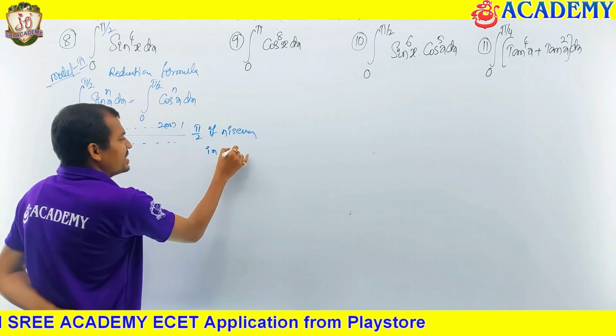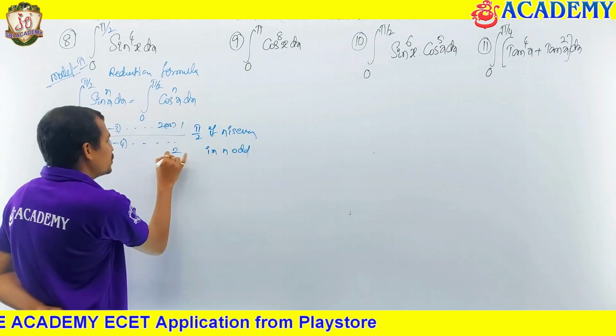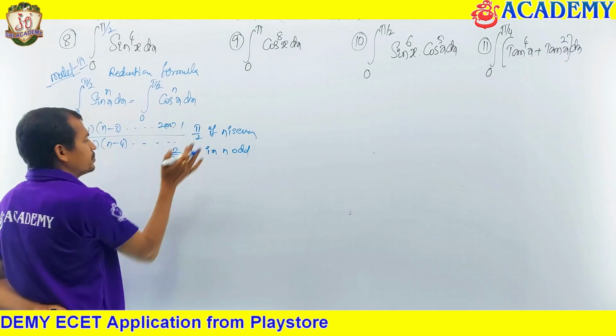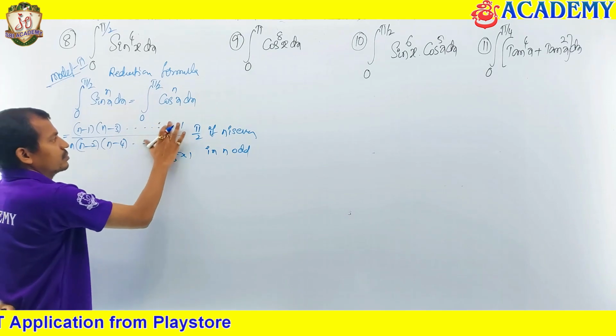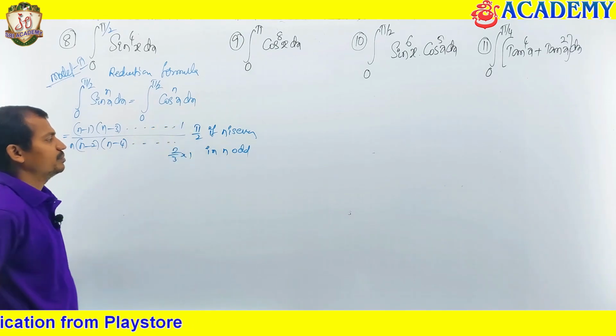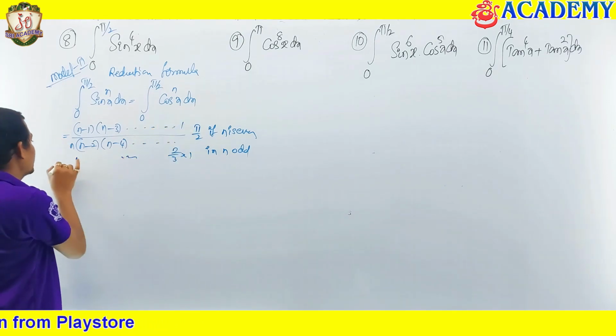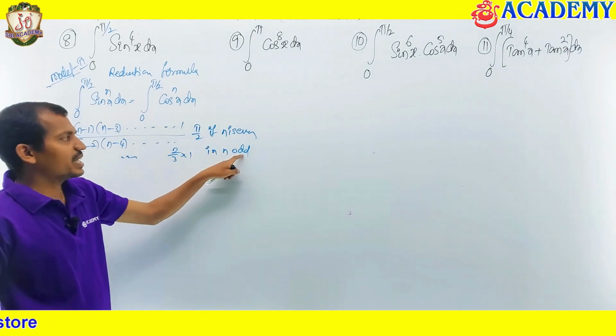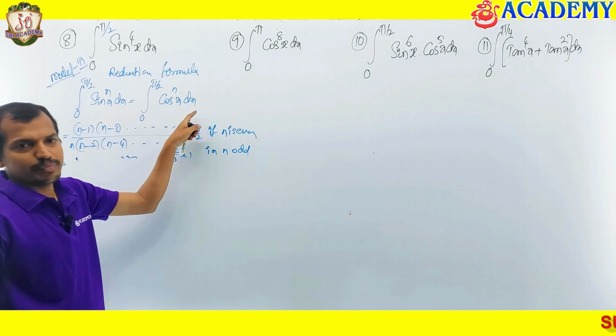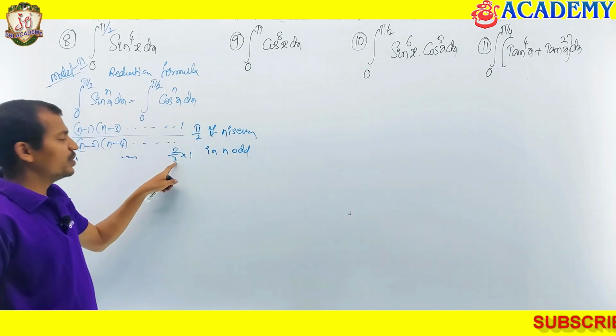If n is odd, it's going to be 2 by 3 into 1. We can write up to so on 1. Same formula. It depends upon n being even or odd. If even, we are going to get pi by 2. If n is odd, we are going to get 2 by 3.